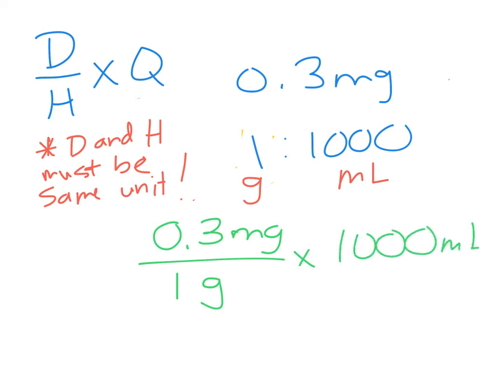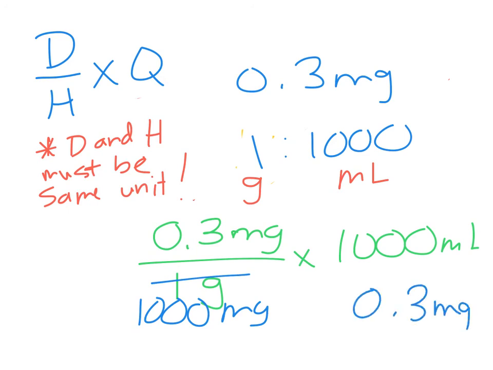Again, we need to make sure D and H are the same unit, so I convert the 1 gram to 1,000 milligrams. In order to finish this, we would divide 0.3 by 1,000, then multiply by 1,000. My answer here would be 0.3 milligrams. 1 to 1,000 solutions are pretty easy because if our ordered dose is in milligrams, the answer is going to match that ordered dose, if you happen to notice that in the ones that we've done.